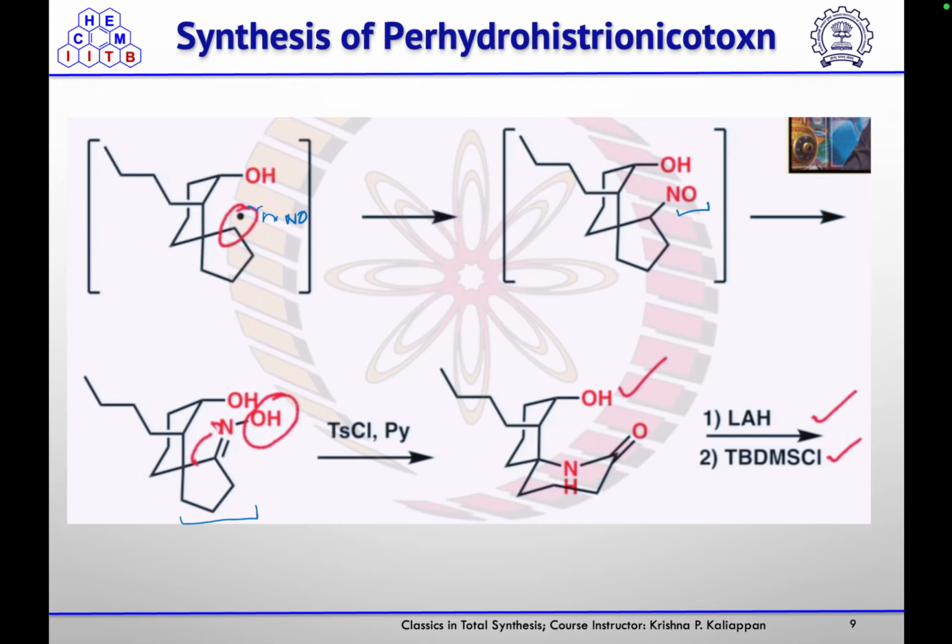Then they wanted to do their Beckmann rearrangement reaction for getting the lactam. For that purpose, they treated this oxime with tosyl chloride, and then the bond that is anti to this leaving group will migrate to give you the corresponding lactam. Then this lactam they reduced using LAH to get the corresponding amine, and that free alcohol they protected using tert-butyldimethylsilyl chloride.